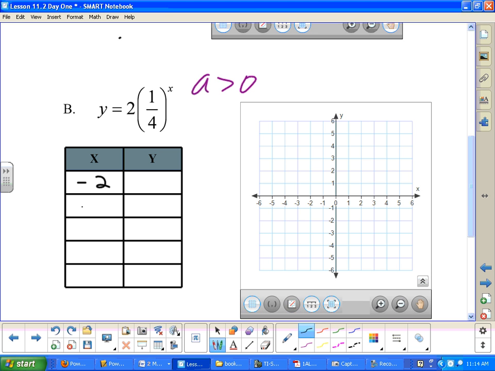All right, so use our same numbers. Maybe we add a 3 down here. Okay, we've got 2 times 1/4 to the power of x. So we're still using 1/4 again, which is nice. We like 1/4. It's an easy fraction to work with. So start out with our 0 again. 1/4 to the power of 0 is 1, right? And so 2 times 1 is 2.